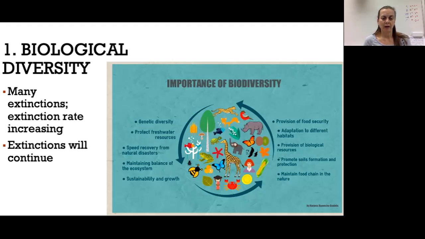If we think back to the tragedy of the commons simulation that we did, we were focusing on overexploitation in that particular scenario. So that's one of our indicators.